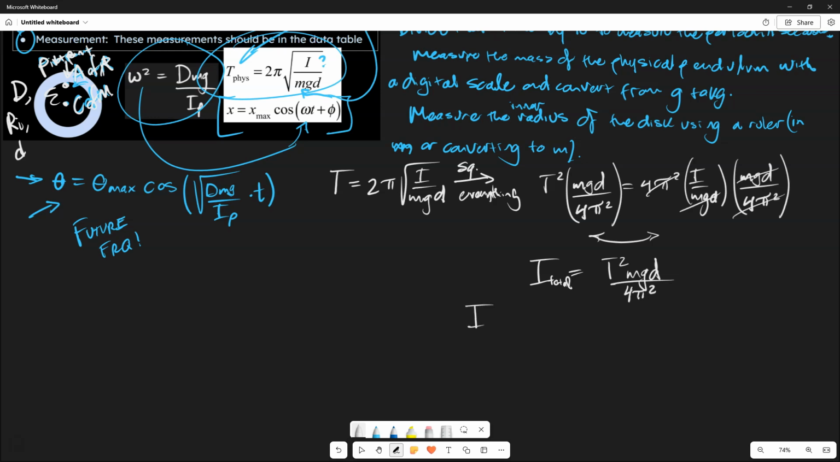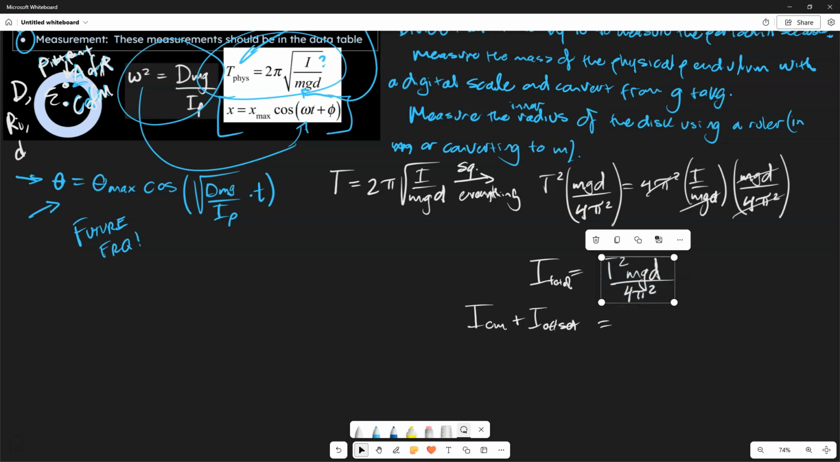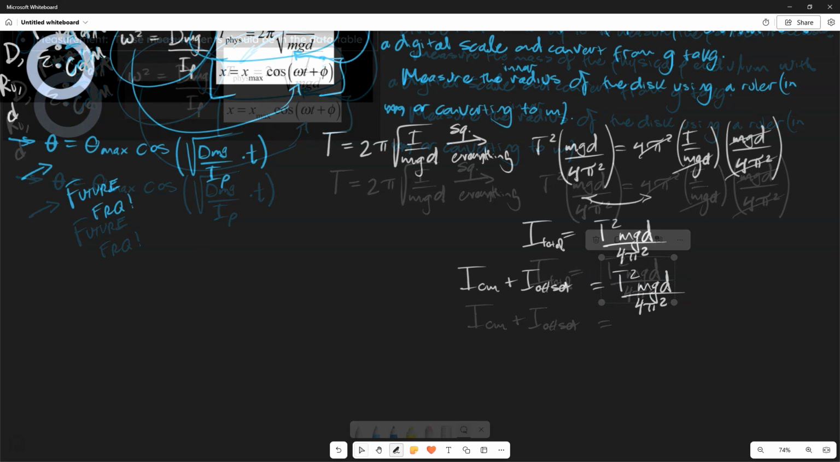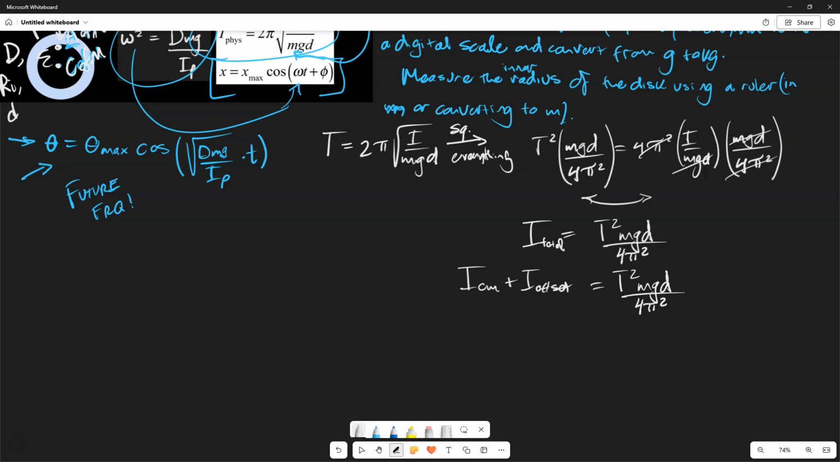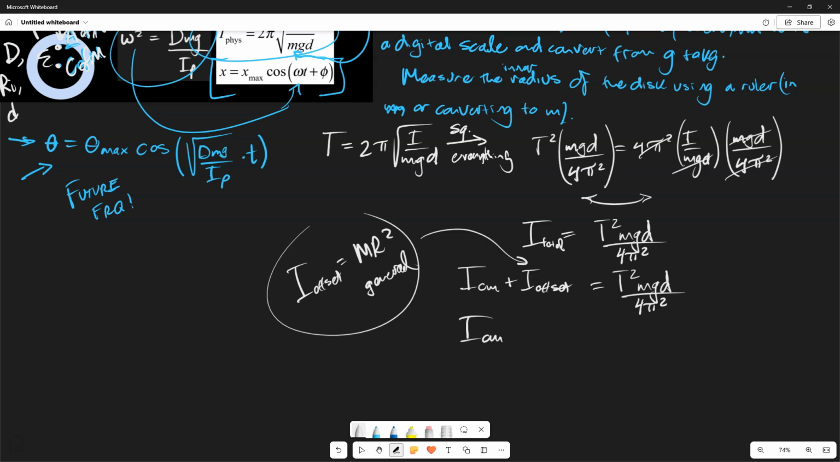So this is like I total, we could say, but we need to break this down into its components. So we have the I for the center of mass, the moment of inertia or rotational inertia for the center of mass, plus I could call it like I offset. Okay, and then we're left with the same information that we had before on the right side. Let me just paste that down. Let's think about what this offset is going to be. So we've got I center of mass, but remember this is like mr squared in general. Okay, so it turns out that the general equation for the moment of inertia for an offset is simply going to be mr squared when we're using this parallel axis theorem.